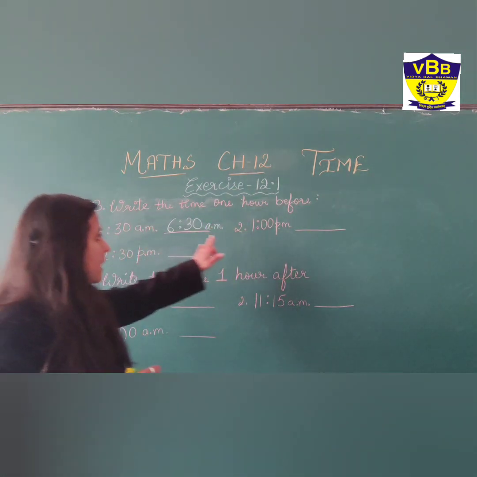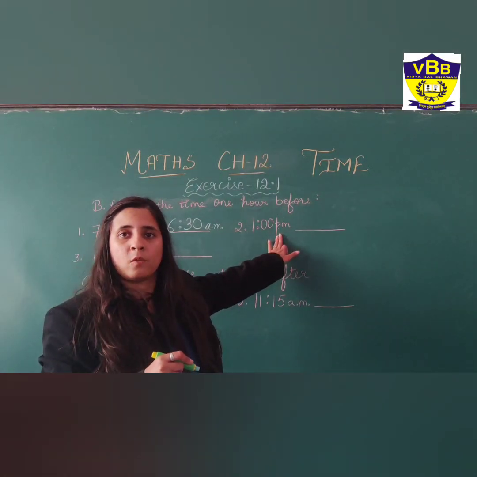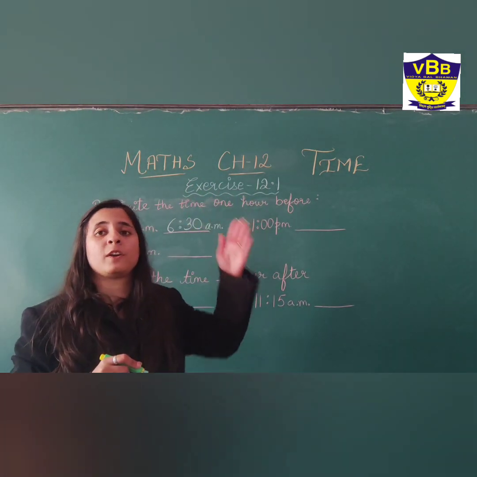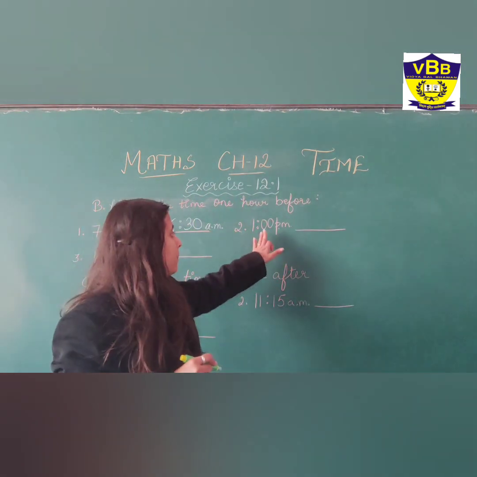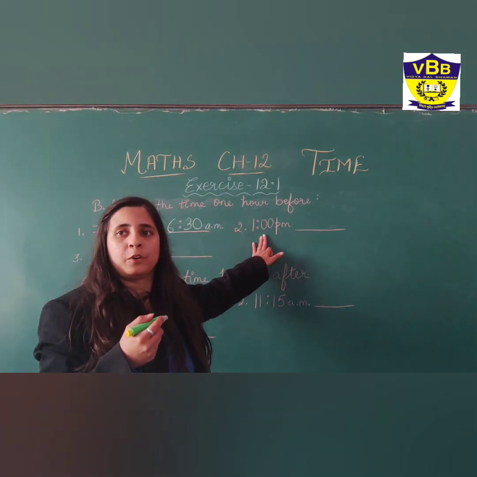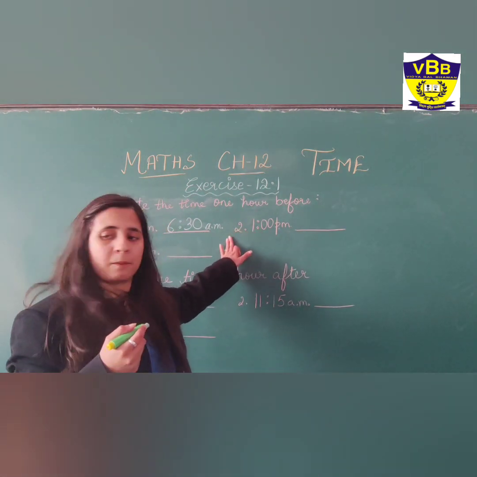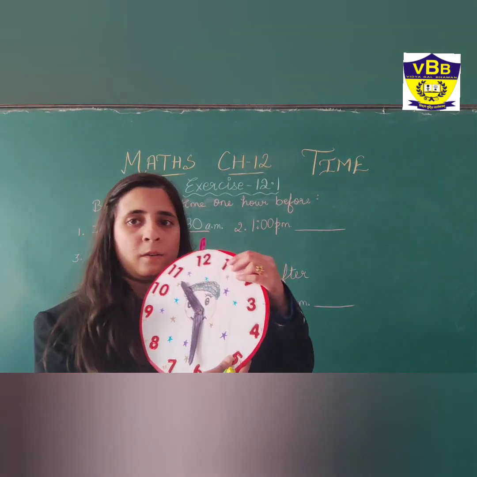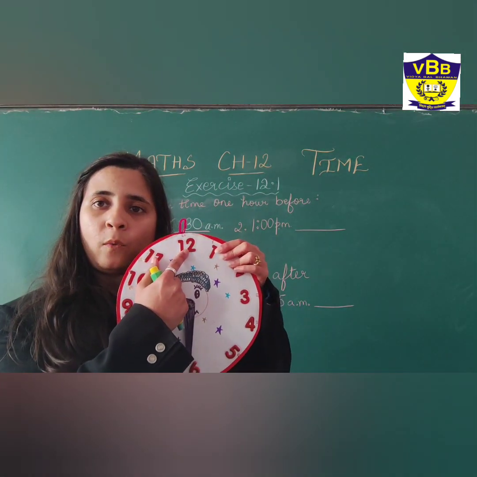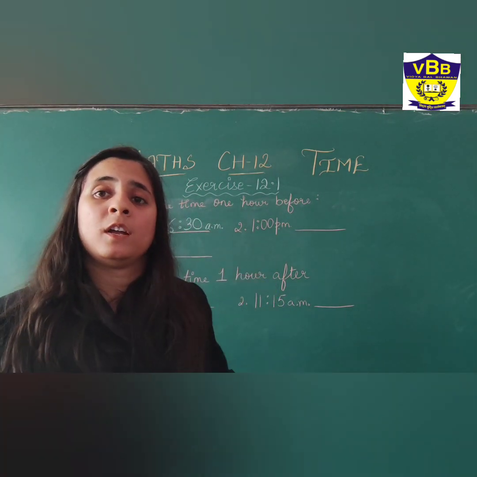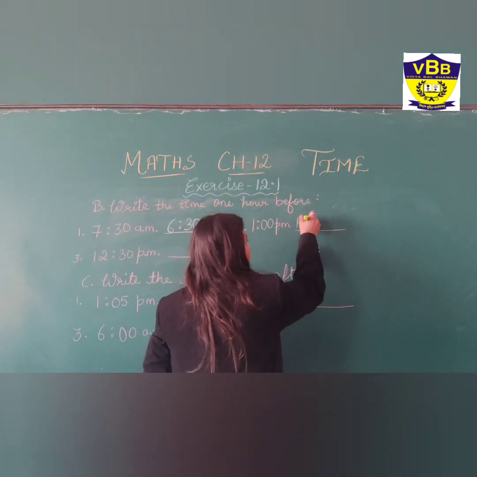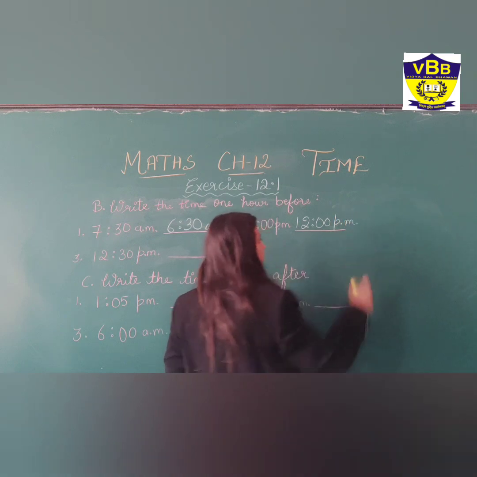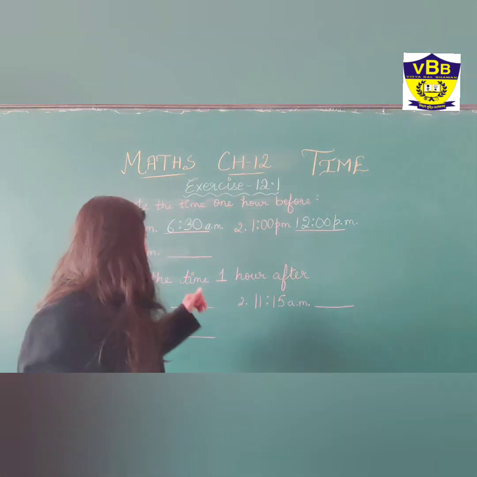Now next, second part is 1 PM. PM is post meridian, that means after 12 noon. So it will be 1 PM in the afternoon. So before 1 PM we have the time. See here in the watch it is 1. 1 hour before we have 12. So the time will be 12 noon. So it will be 12 PM. I hope it is clear to you all.